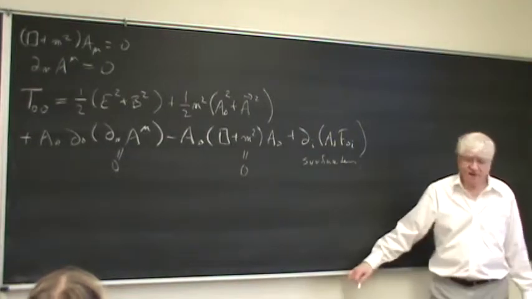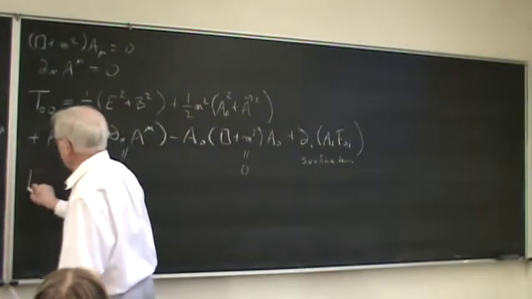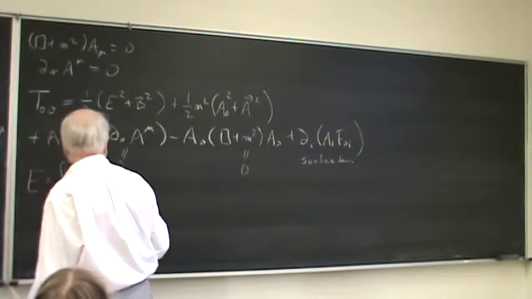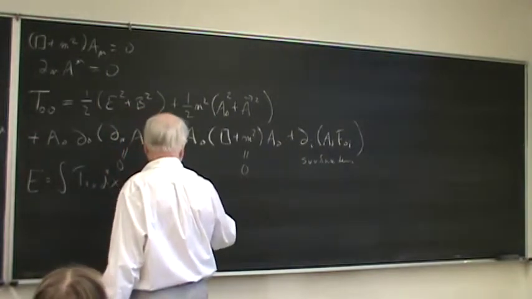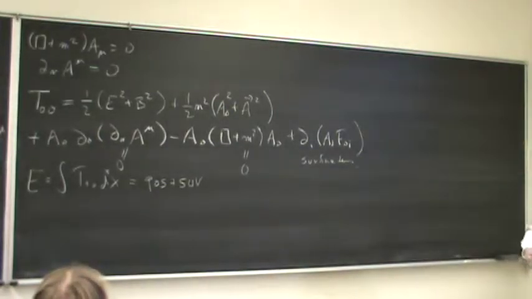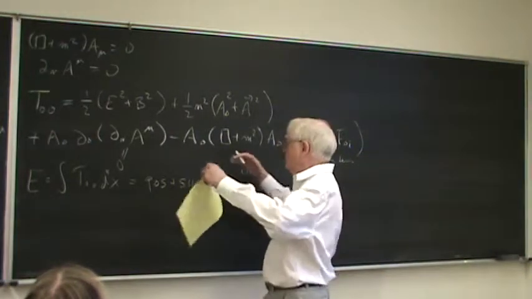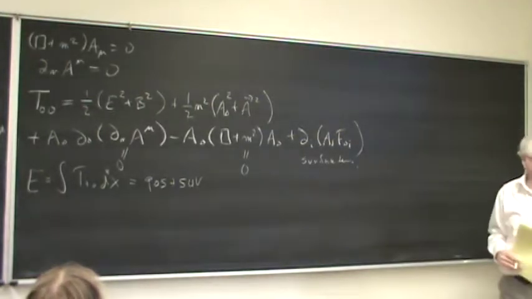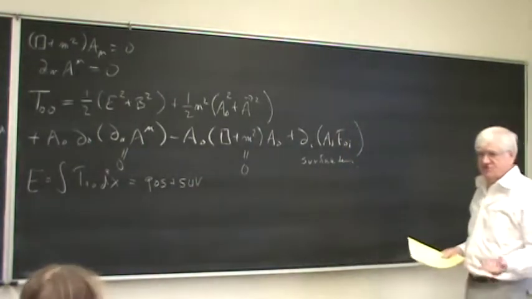And so that means the total energy, which is the integral of T00 d cubed x, is equal to something that is positive plus a surface term. So if you have fields that are limited in space, the energy actually is positive because you can evaluate the surface terms where the fields are 0. Of course, if the fields are not limited in space, then you've got a different story. You have to pay attention to the surface term.